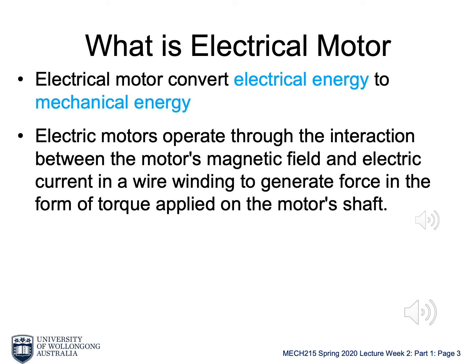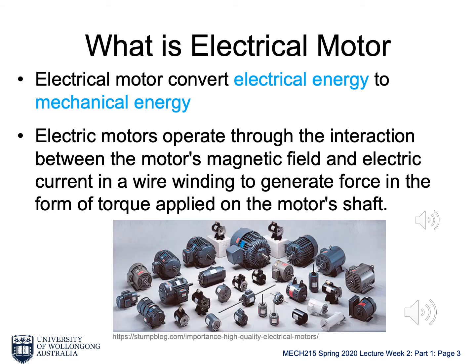An electrical motor operates through an interaction between the magnetic field and a coil. So the mechanism is very similar to an electricity generator. It works the other way around. Electrical motors have a lot of different varieties. This picture shows many different options.